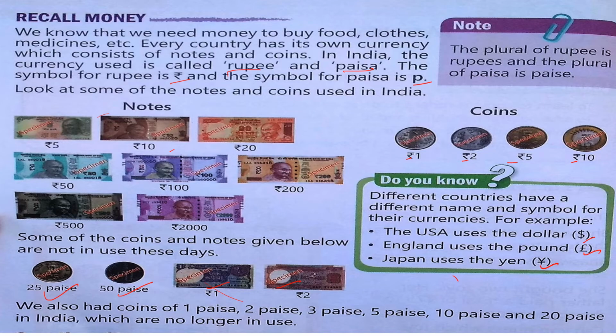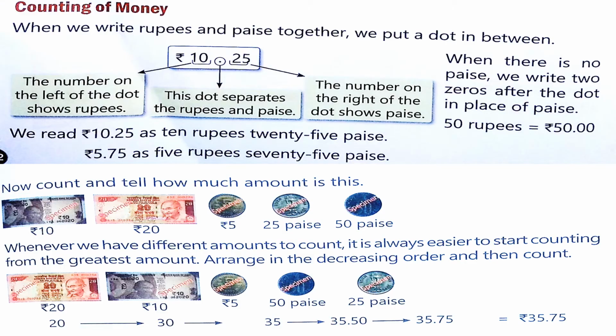Counting of money. How can we count money? When we write rupees and pies together, we put a dot in between. So this is rupees and the dot is given, and this is pies. So the number on the left of the dot.